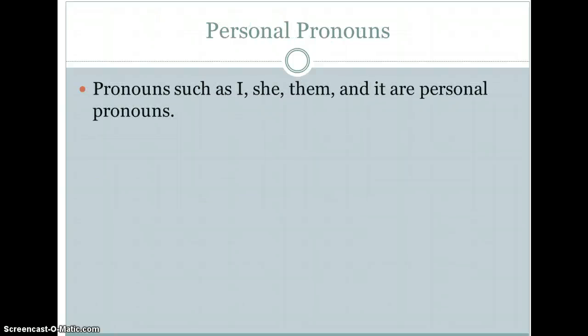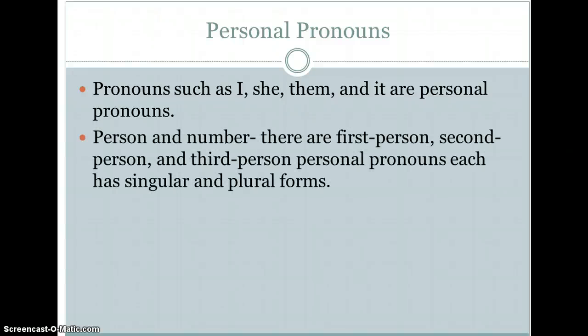Now we have personal pronouns. Pronouns such as I, she, them, and it are called personal pronouns. Personal pronouns have a variety of forms to indicate different persons, numbers, and cases. So let's look at person and number. There are first person, second person, and third person personal pronouns. Each has a singular and plural form.